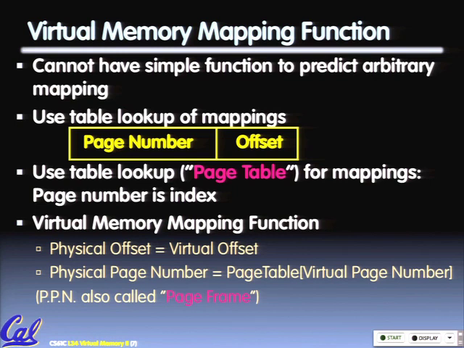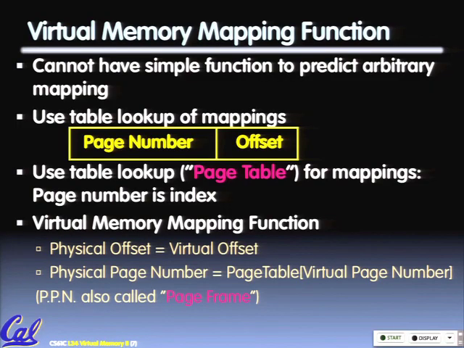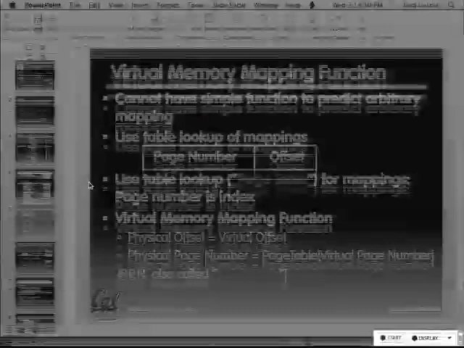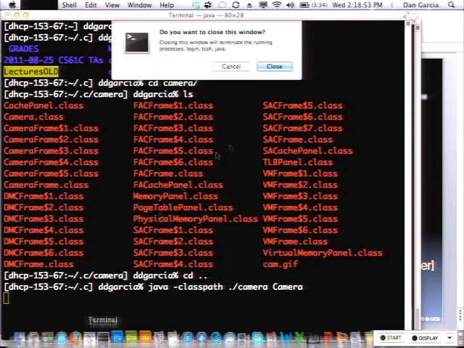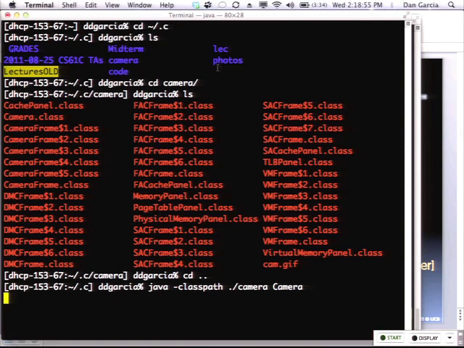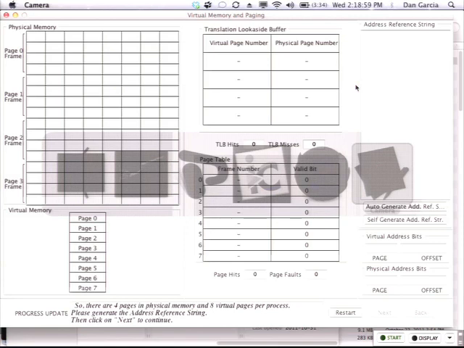Something's wrong with my simulator. Whoops. That was weird. I can't seem to quit that. Oh, no, don't get that one. That's the one I wanted to keep. Good. That's the guy I want. I want this. No, I want that. There. See? Page frame.